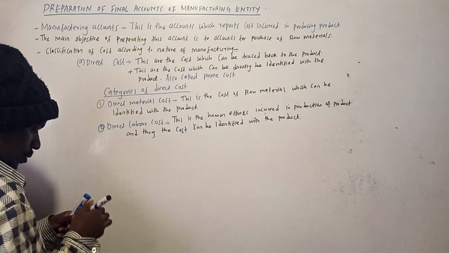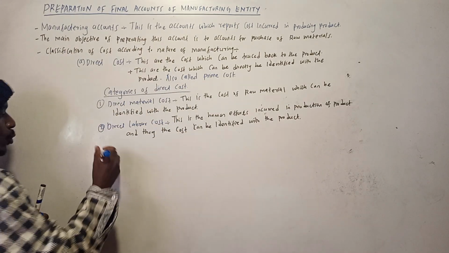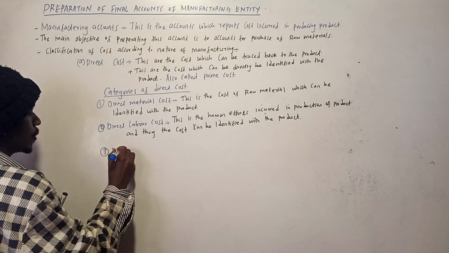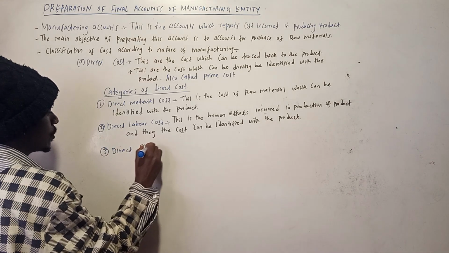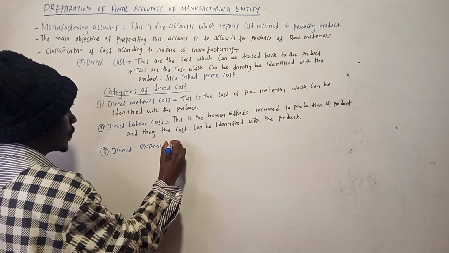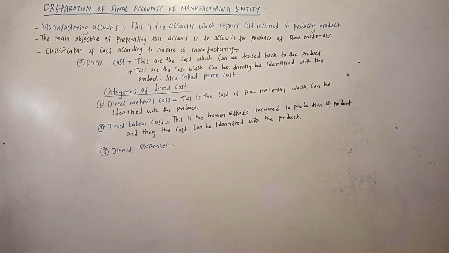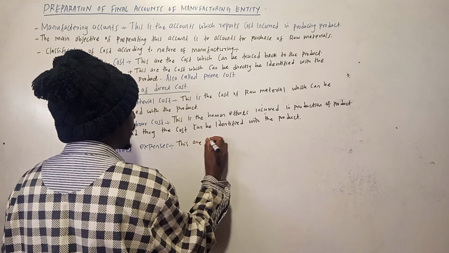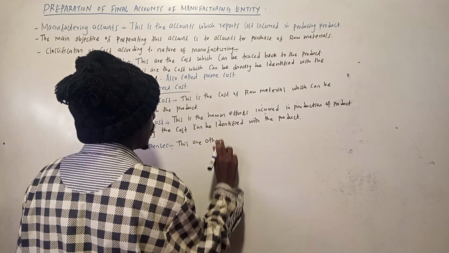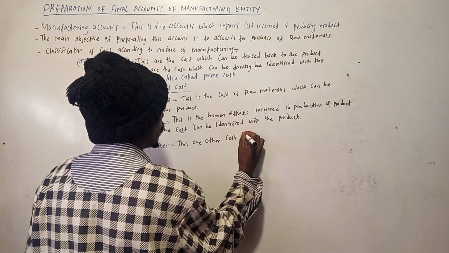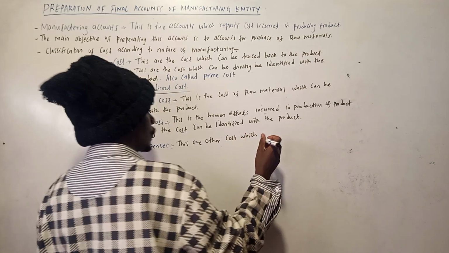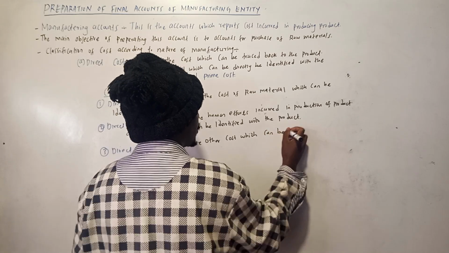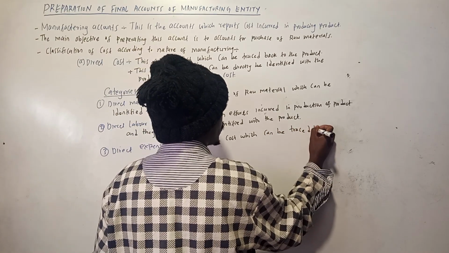Then you have number three, which also forms part of the direct cost. It is what we call the direct expenses. So these are other expenses, other costs, which can be traced back to the product.